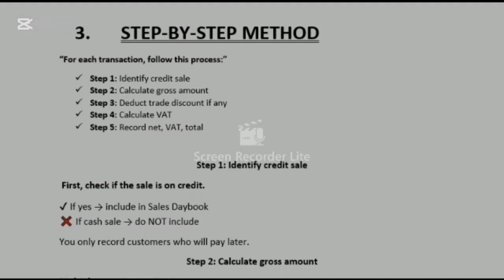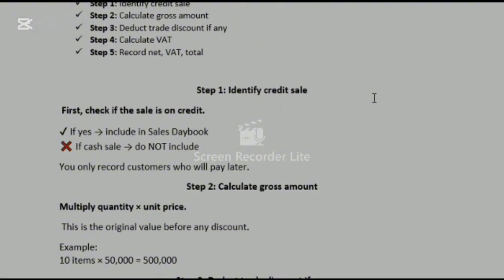So for identifying a credit sale, first you check if the sale is on credit. If yes, it is included in the sales daybook, and if it is not a credit sale, it is not included in the sales daybook. Step 2, you calculate your gross amount. You multiply quantity by unit price, as I said above. Step 3, you deduct trade discount if any. As you know, a discount reduces the price of the product and must be deducted.